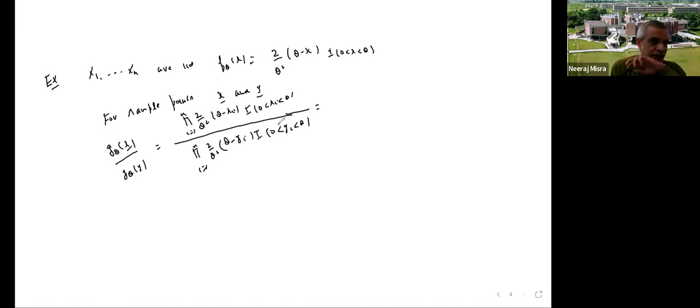How much does that become? Let us look: 2 by theta square gets cancelled. So theta minus xi I can write down separately.